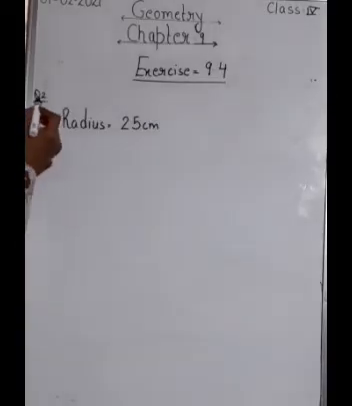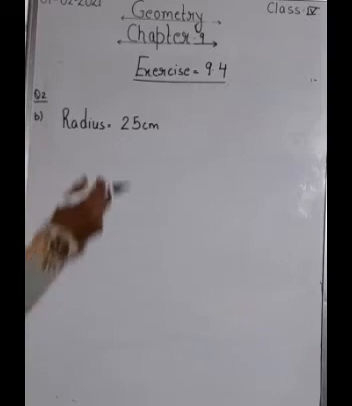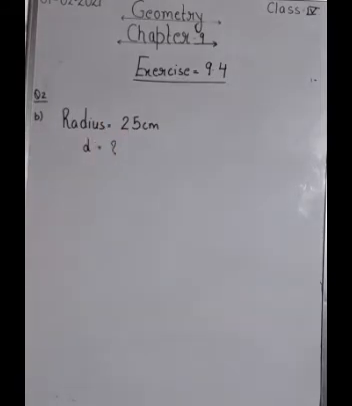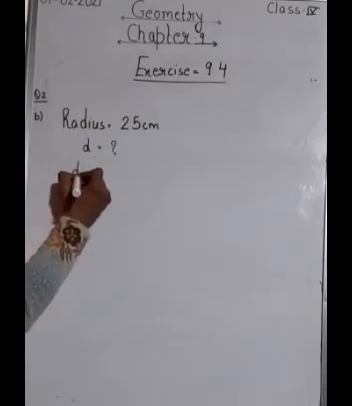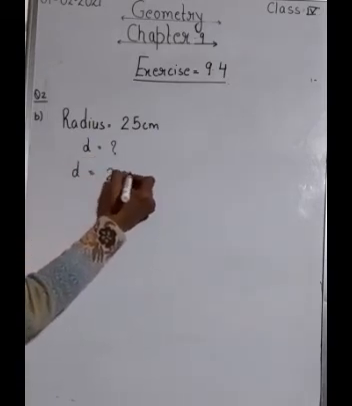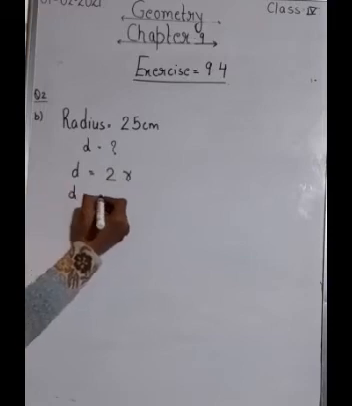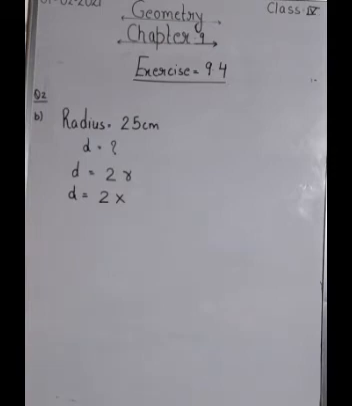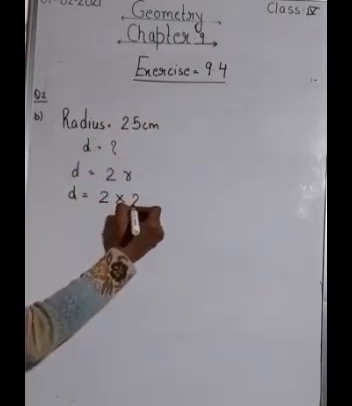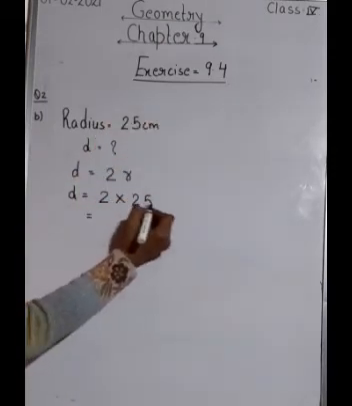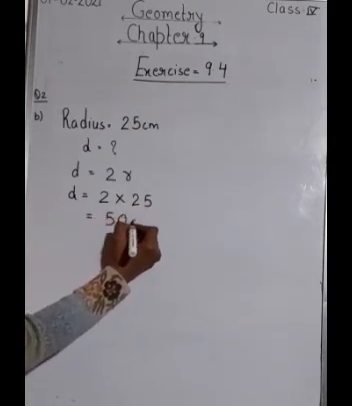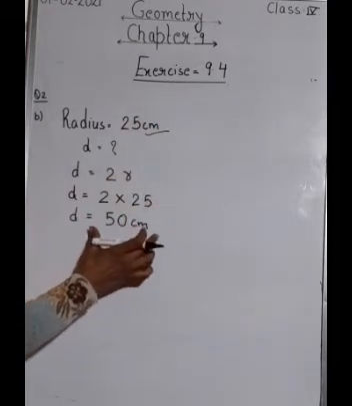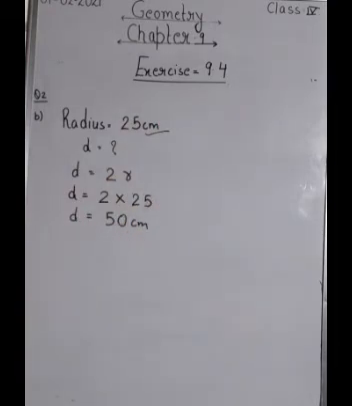Next we will do part B of your question number 2. Now in this question they have given you the radius, and you have to find the diameter. I told you the relation that the diameter is equal to twice the radius. So d is equal to 2 r. If there is no sign in between them, you will put a sign of multiply. Now what radius have they given you? They have given you 25. Now 2 times 25 is 50. So the diameter of the circle whose radius is 25 centimeter is 50 centimeter.